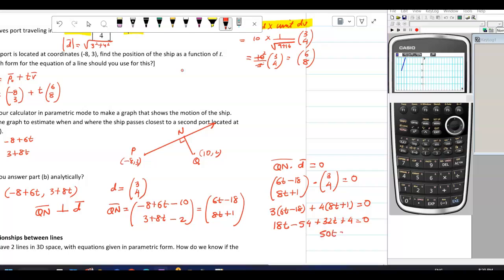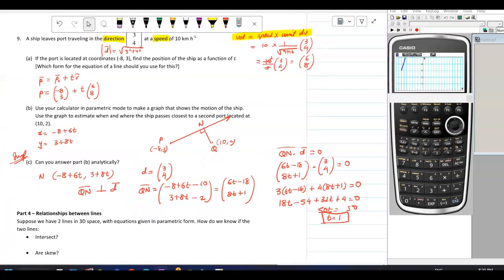50t is equal to minus 50 plus 50, yeah, because it will go on the other side. So basically at t equals 1 it is the closest to that point, at 1 hour. And what is the position at 1 hour? So we can find, yeah, you can put minus 8 plus 6, comma, 3 plus 8. So it will basically be minus 2 comma 11. Minus 2 comma 11. That was the closest.